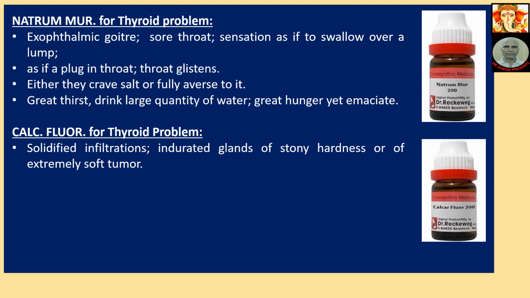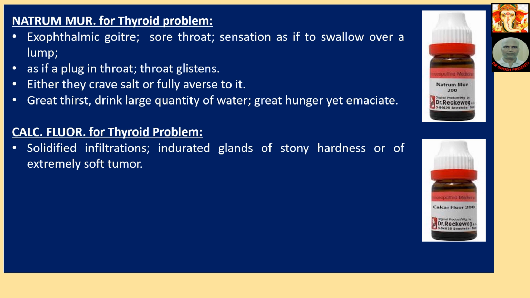A term used for thyroid problem: exophthalmic goiter. Sore throat, sensation as if to swallow over a lump, as if a plug in the throat. Throat glistens, that is, the throat looks bright. If you put the light of a torch inside the throat, you will see that the throat is glistening. The patient either craves salt or is fully averse to it. Great thirst, drinks large quantities of water. Great hunger, yet emaciated. Takes a lot of food, but yet getting thinner and thinner.